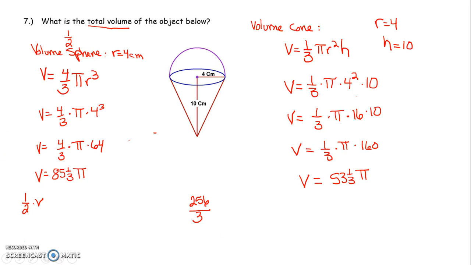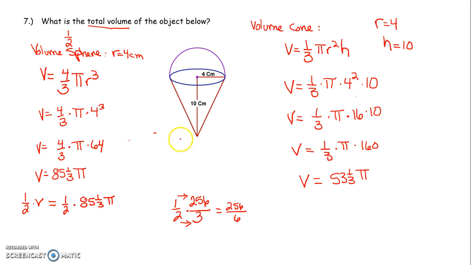If I need to take half of this volume, that would mean I need to do 1/2 times 85 1/3 pi. Well, 85 1/3 as an improper fraction, before I rewrote it as a mixed number, was 256 over 3. So I need to do 256 over 3 times 1/2. I can multiply straight across the top, straight across the bottom. So that's 256 over 6 now.